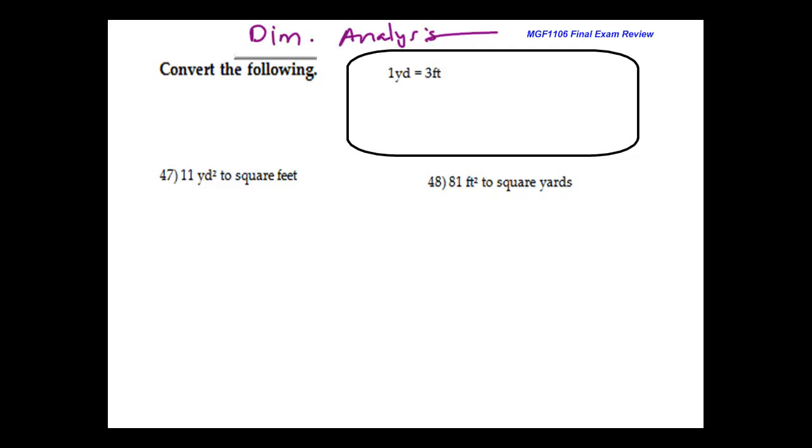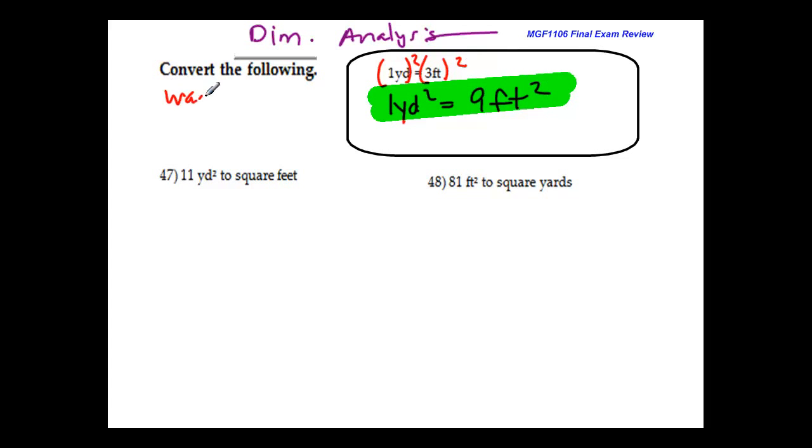47 and 48 are dealing with squared units, so having 1 yard equals 3 feet memorized, our next step is to square both sides. 1 squared is 1. 3 squared is 9. This is my conversion factor, no matter what technique I'm using, that I will use. Remember, when we are dealing with dimensional analysis, what we want, we put in the numerator. What we want to get rid of, we put in the denominator.